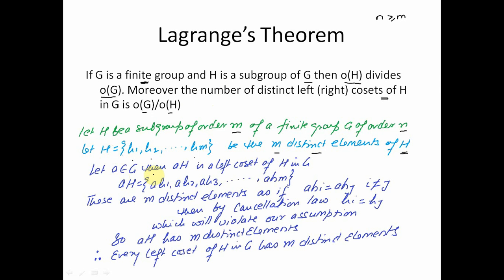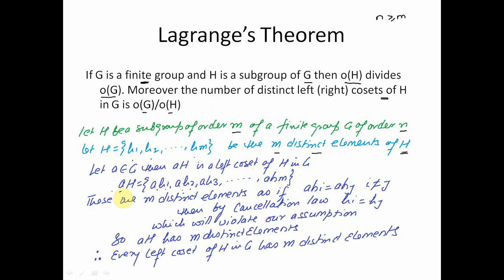Let A belonging to G be the element which I am using to define the coset, then AH is the left coset of H in G. Now AH will be defined as AH1, AH2, AH3 and so on. What I am doing is I am taking the element A and operating all the elements of H on the left hand side with A.